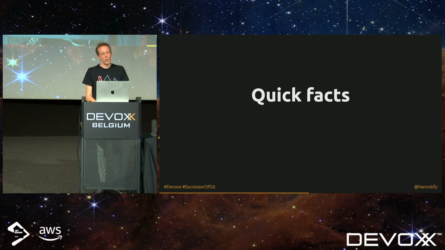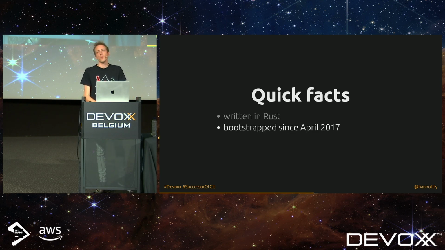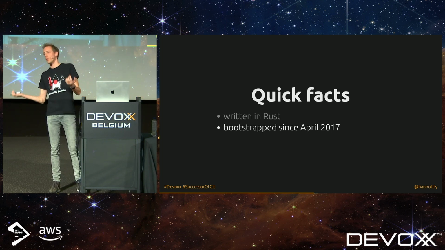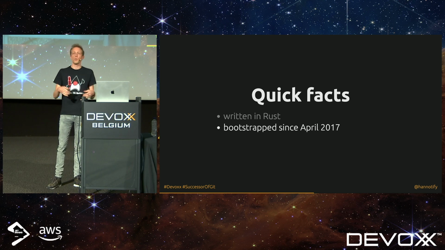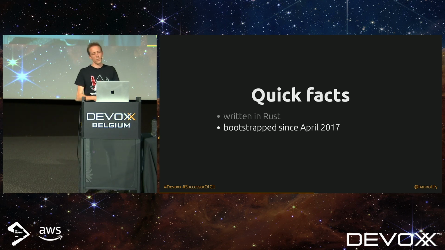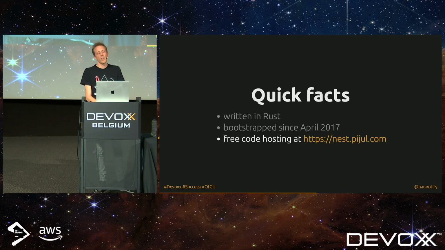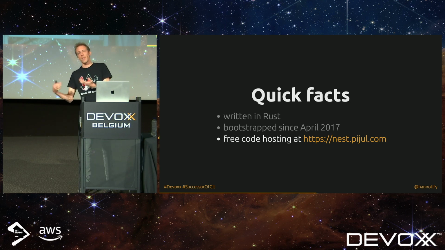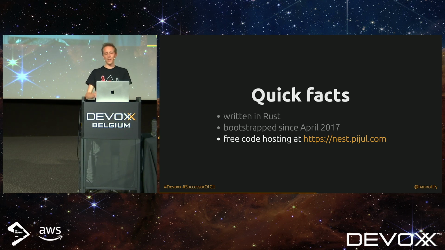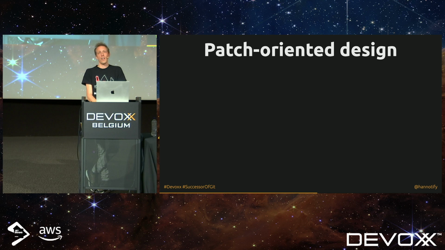Some quick facts about Pickle. It is written in Rust, which is one of the faster languages around if you see language speed comparisons. And it's been bootstrapped since 2017, which means the people at Pickle use Pickle as a version control system for their source code, just like the people at IntelliJ use their own IDEs to develop their own IDEs. So they eat their own dog food, basically. And you can use free code hosting at nest.pickle.com. Their hosting platform is called the Pickle Nest, like the birds that do the collaborative nest building, so it all makes sense now.